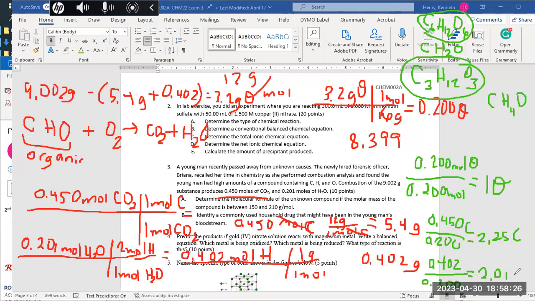Since this is 0.25, we want to try to get it as close to a whole number as possible. So what can I multiply all of these by to get this one close to a whole number? A quarter, 0.25, is a quarter. What do I multiply a quarter by to get 1? 4. So I'm going to multiply everything by 4.